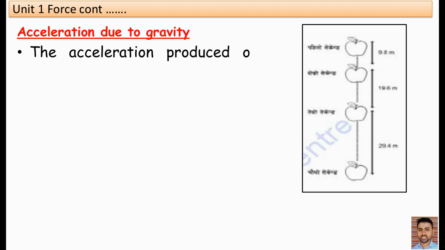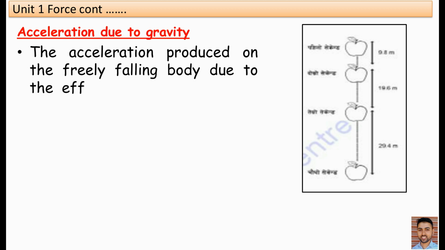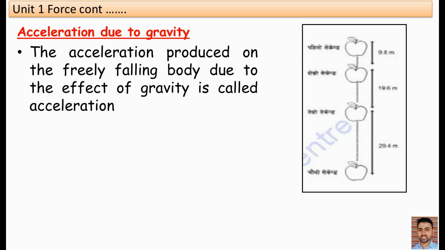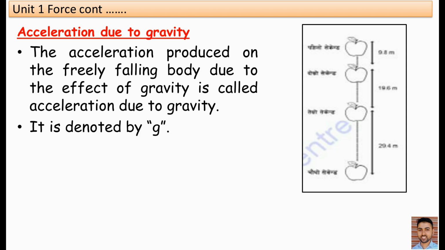If the acceleration is created due to gravity, then it is called acceleration due to gravity. The acceleration produced on a freely falling body due to the effect of gravity is called acceleration due to gravity. Gravity is also one of the forces. Due to this force, the object which is falling towards the earth, its velocity increases every second.